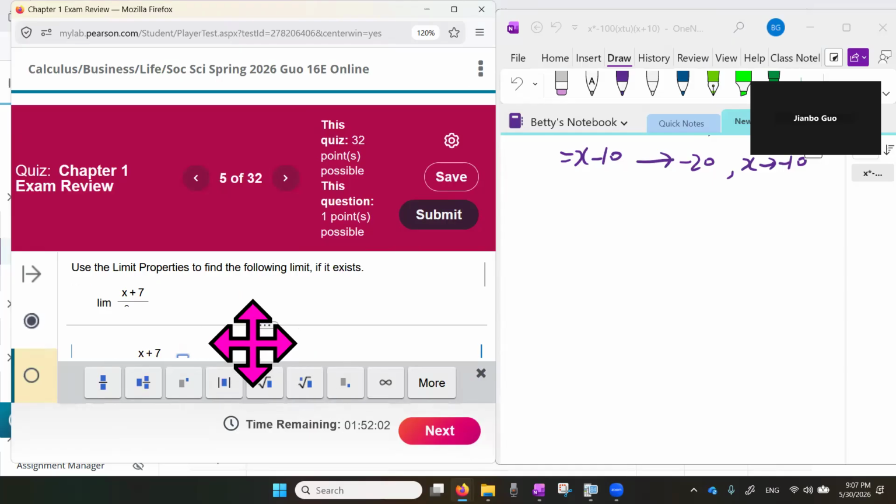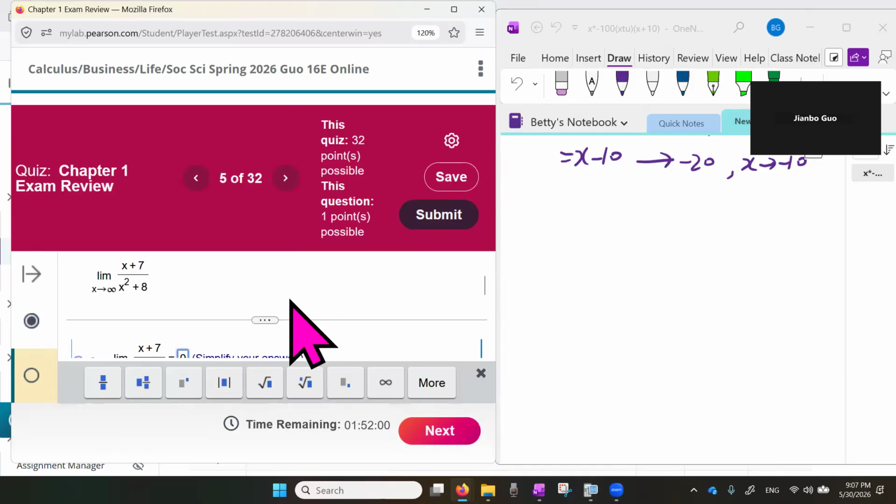So how do we understand that? When x approaches infinity, both numerator and denominator approach infinity. But since the denominator has higher degree, the denominator approaches infinity faster than the numerator. So the whole function approaches 0. Another way to understand that is this. Okay, I'll show you this way.